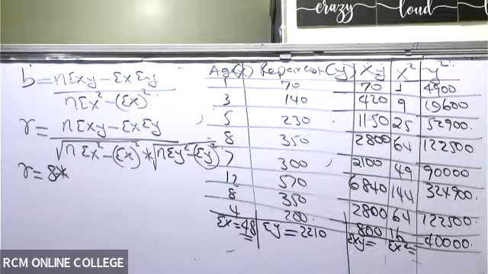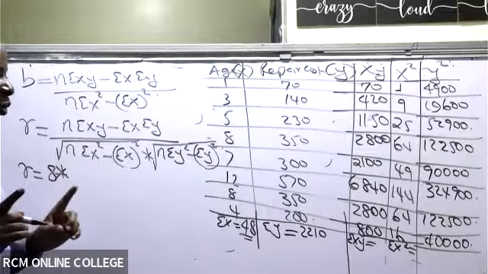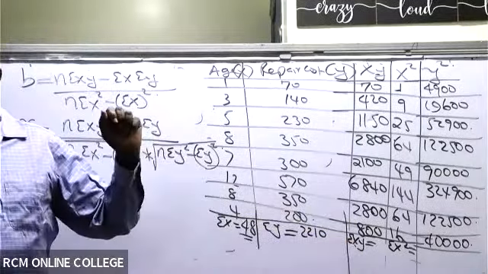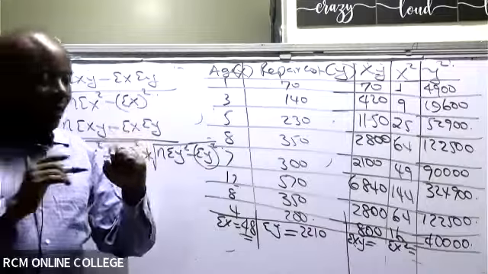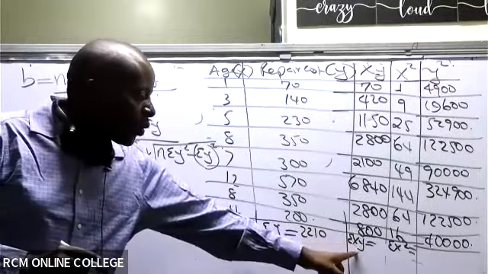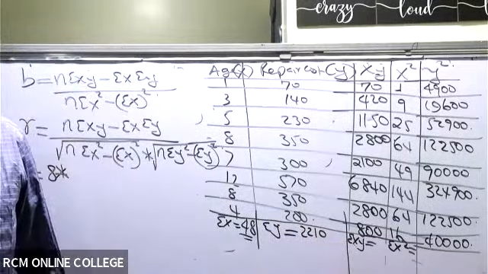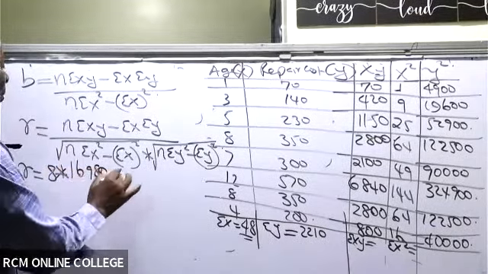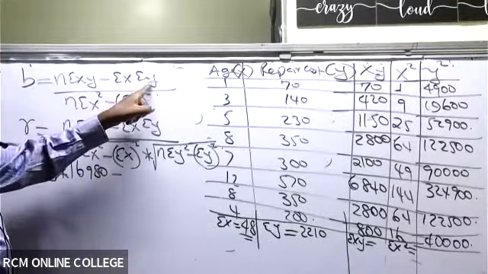Anybody who can remind Mwalimu the summation of xy would really be happy. Not sum of x alone, not sum of y, but summation of xy entirely. It was 16,980. I hope you are able to remember that. Minus now summation of x times summation of y.